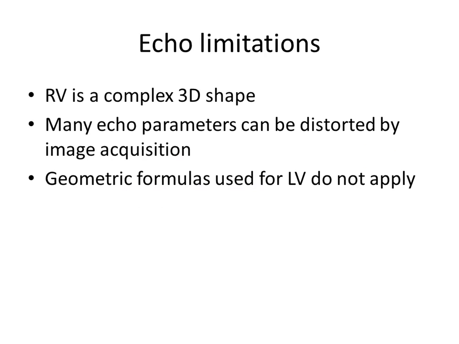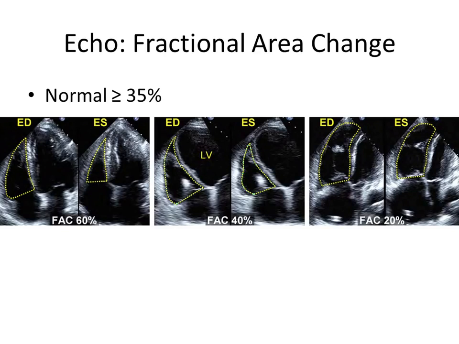So limitations of echo. I think I've talked about this a little bit. Can you go back to that one? So fractional area change is not the EF? Is not the EF, yeah. EF is a volume relationship, so you'd have to know the volume in systole and diastole. So this is just area.